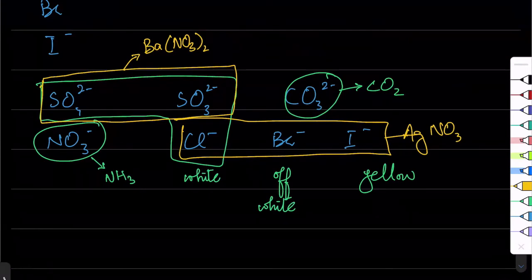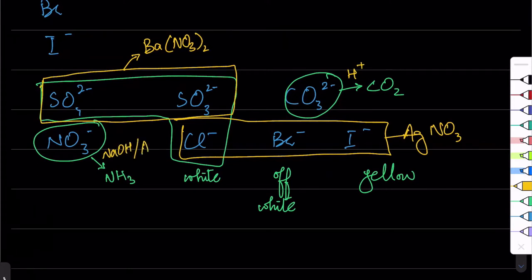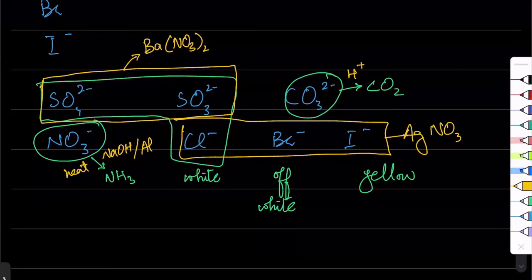Two of them are going to give us gas. How does that happen? Carbonate will give us gas with acid. Nitrate will give us gas with sodium hydroxide, aluminum foil, and heat. You add all of that in and you get ammonia gas. You know the test for ammonia gas. With carbonate, you add acid. Any acid will do. Just don't add carbonic acid because that has carbonate in it. So any dilute acid gives you carbon dioxide. Nitrate, sodium hydroxide, and aluminum gives you ammonia gas.